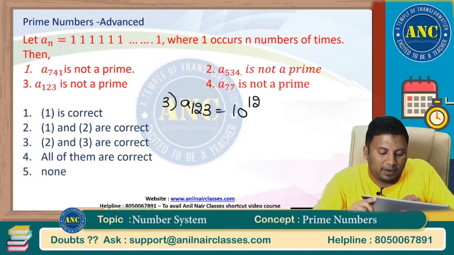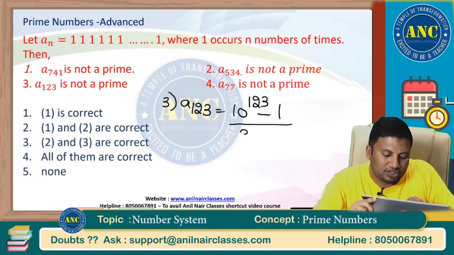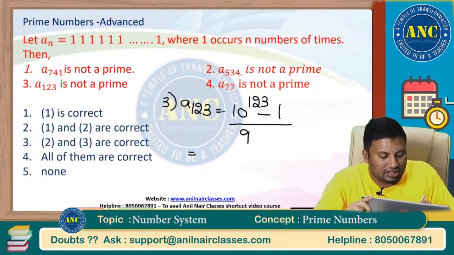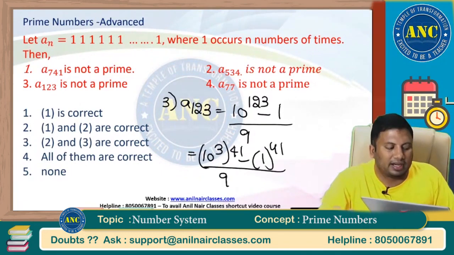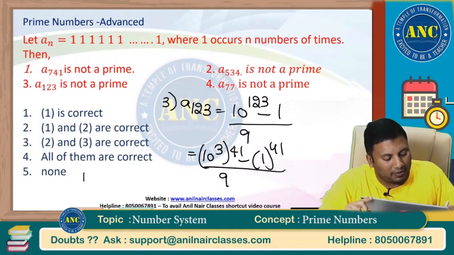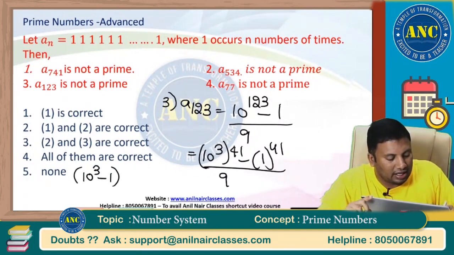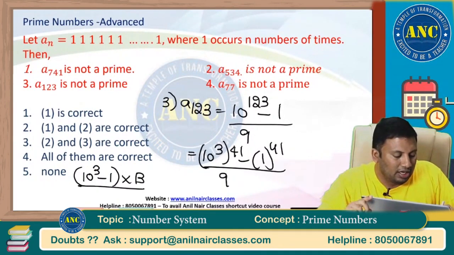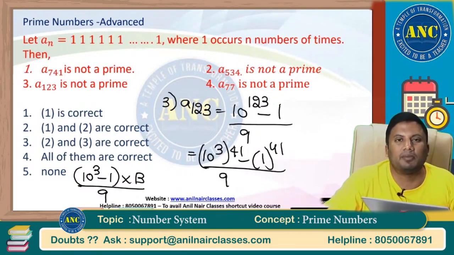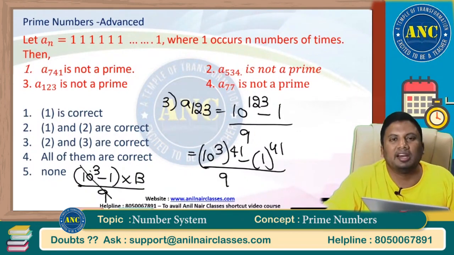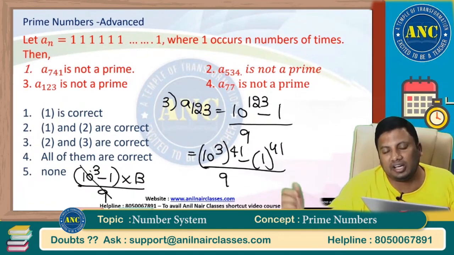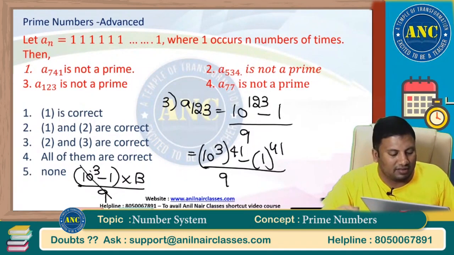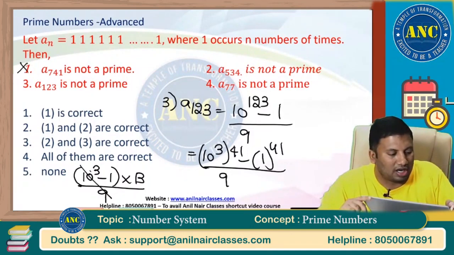A123 is 10 power 123 minus 1 divided by 9. This is nothing but 10 cube power 41 minus 1 power 41 divided by 9. A power n minus b power n is divisible by 10 cube minus 1 into b divided by 9. 1000 minus 1, 999, 999 divided by 9, 111 into something. 111 is 3 into 37. The answer is divisible by 3. It is also not a prime number.